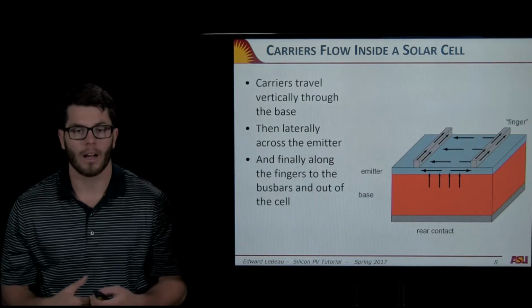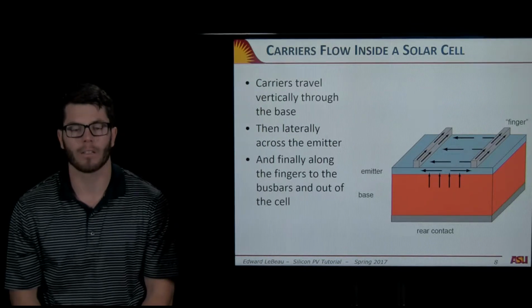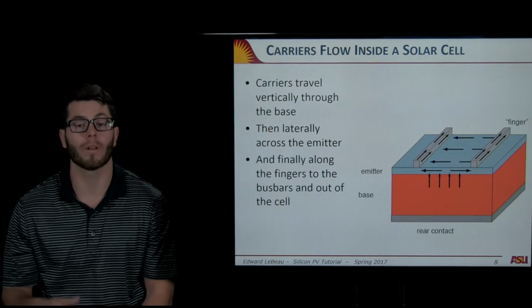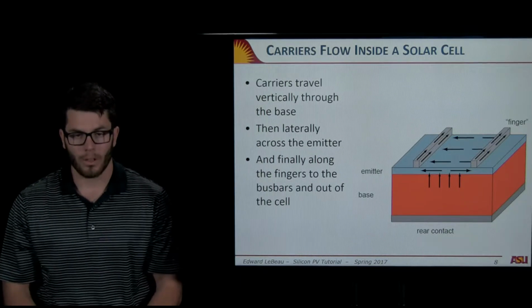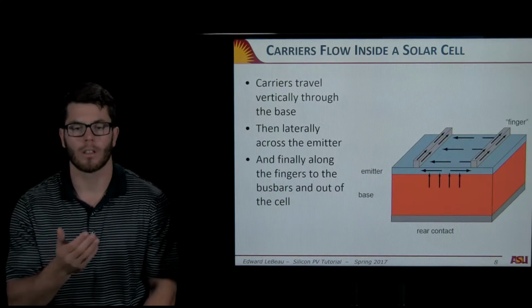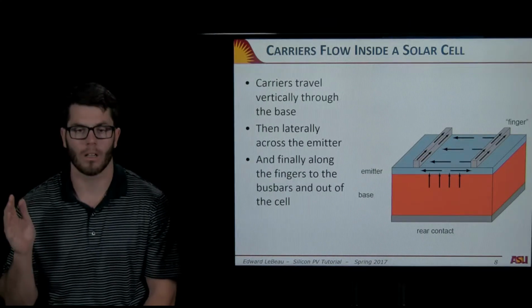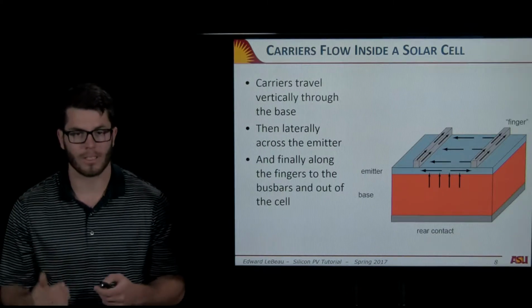Next, we're going to look at carriers inside of solar cells. So if you look at it, the red is the base, the blue is the emitter, there's metal fingers on the back, and there's a rear contact. There's metal fingers on the front, and there's a rear contact on the back. So if you look at it, an electron-hole pair gets excited, it travels up through the base, laterally across the middle, and into the fingers. So there's different resistances in there.